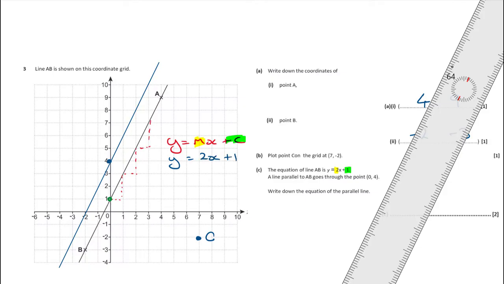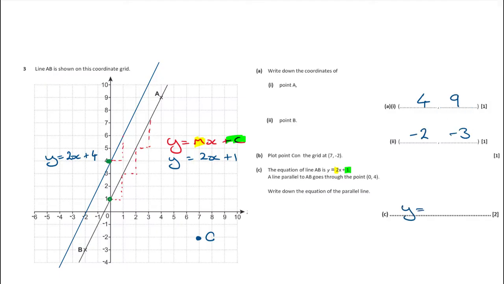Now the parallel line to that has the same gradient. So for every 1 you go along, you're going to go 2 up. So the equation of that line starts out the same way, y equals 2x, because it's got a gradient of 2. But the y-intercept is different. The first line passes through the y-axis at 1. The second line passes through the y-axis at 4. So this is the line y is equal to 2x plus 4. Okay, so that's the line we're looking for. We're looking for the line y equals 2x plus 4.